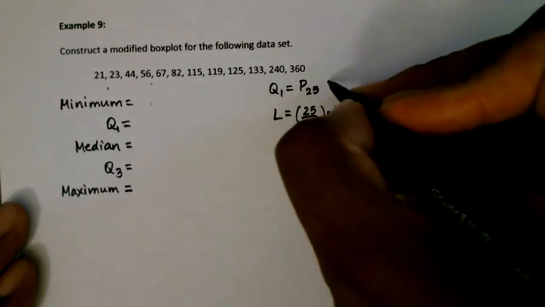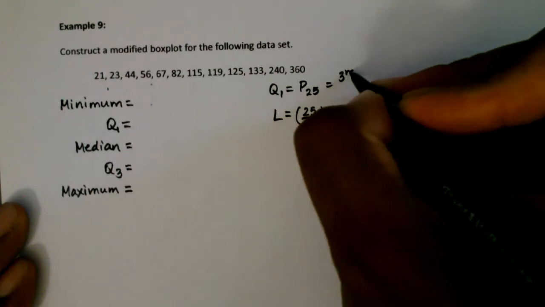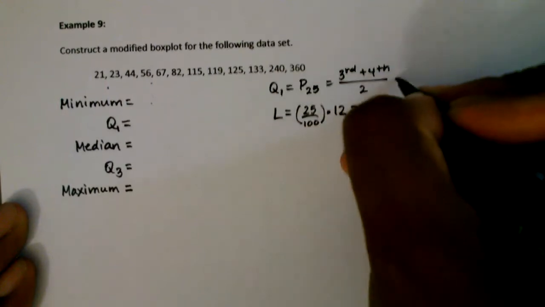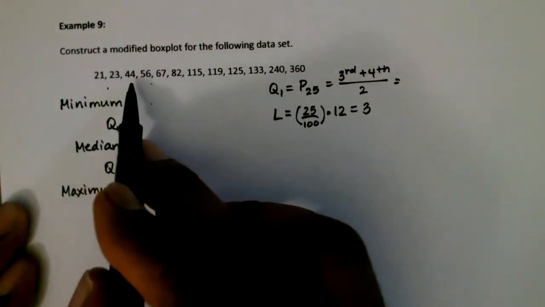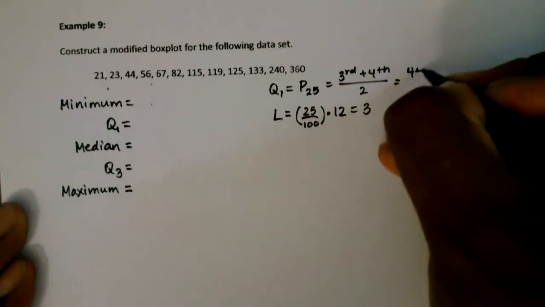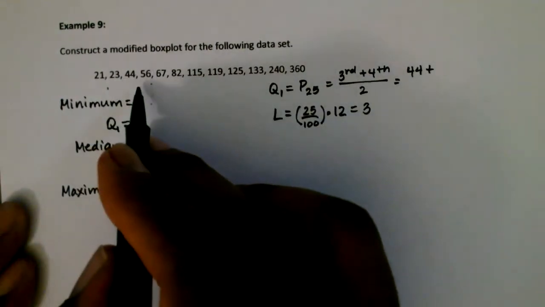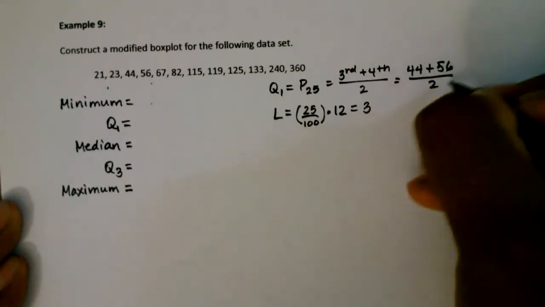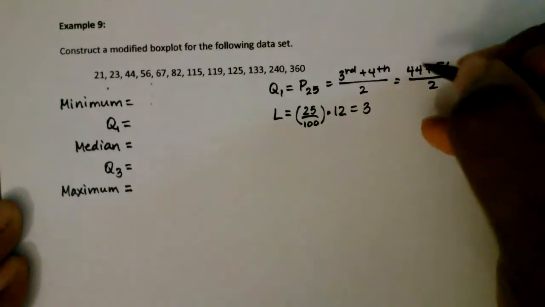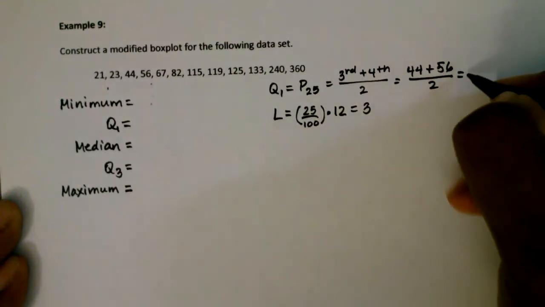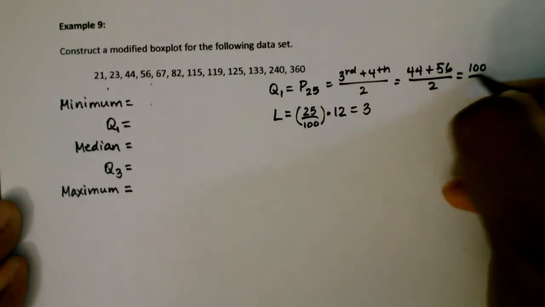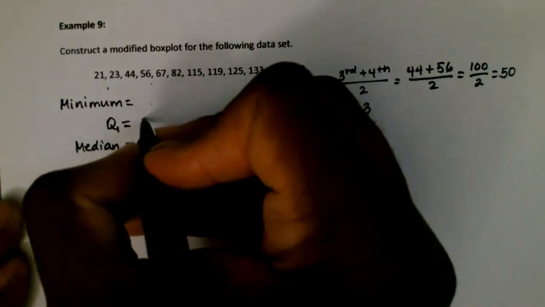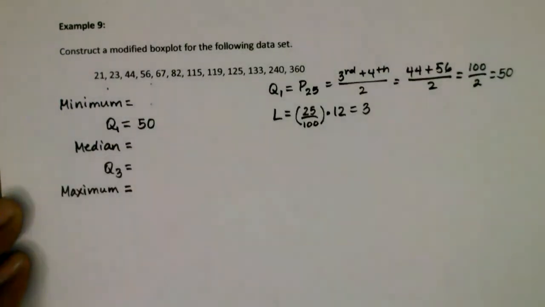Okay, so the 25th percentile would be the third and the fourth number divided by 2. The third number in this case is 44. The fourth number in this case is 56. And that's divided by 2. So 44 plus 56 is 100. 100 divided by 2 would be 50. So that 50 represents the first quartile.